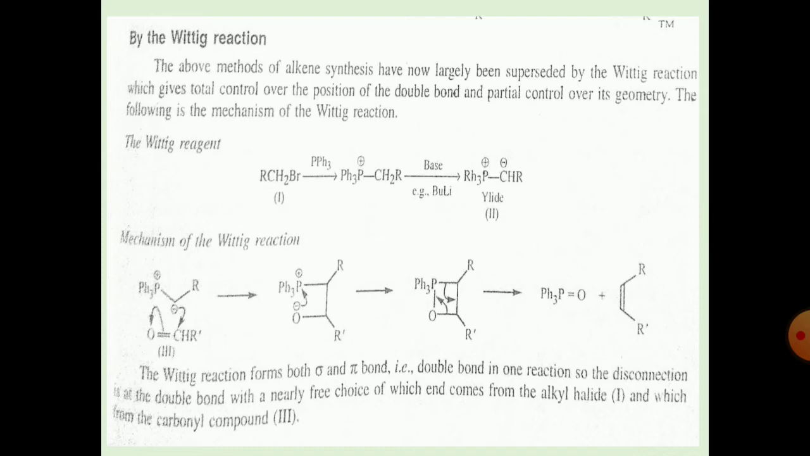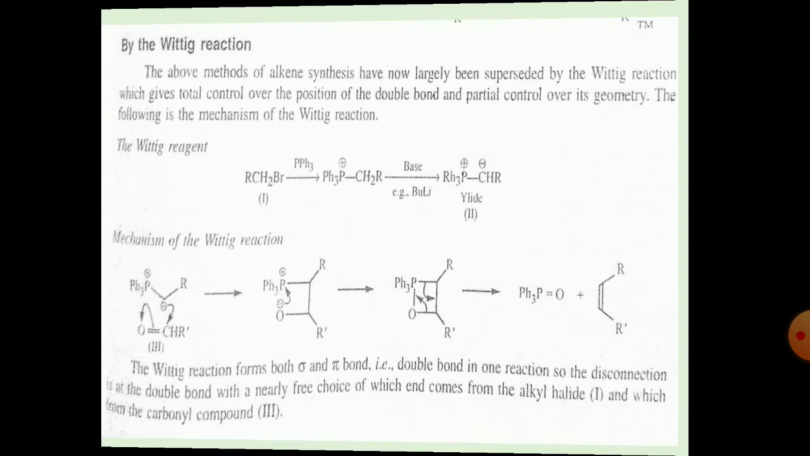In the mechanism, the Wittig reaction forms the sigma and pi bonds, that is the double bond. With disconnection at the double bond there is nearly free choice of the ends, coming from the alkyl halide and the carbonyl compound, and the olefin, which is impossible to make by elimination, is easily made by either Wittig route.